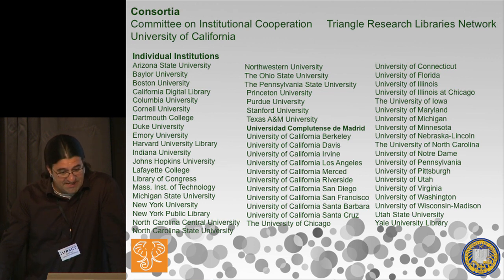Also, I'd like to point out that of the 5 original Google libraries, we have 4 on board: Harvard, Stanford, Michigan, and the New York Public Library. University of California was number 6 in joining Google. And again, UC and the Committee on Institutional Cooperation were the 2 founding members of the HathiTrust.